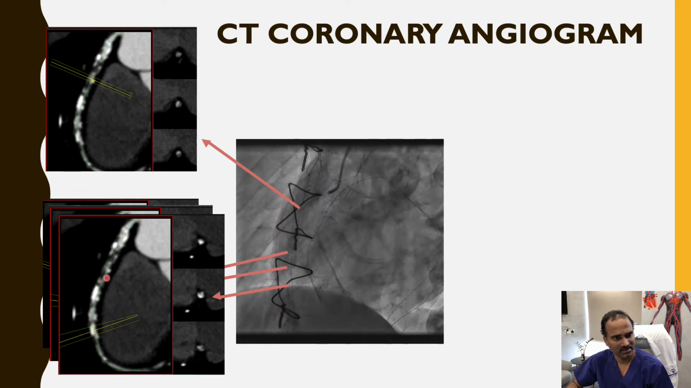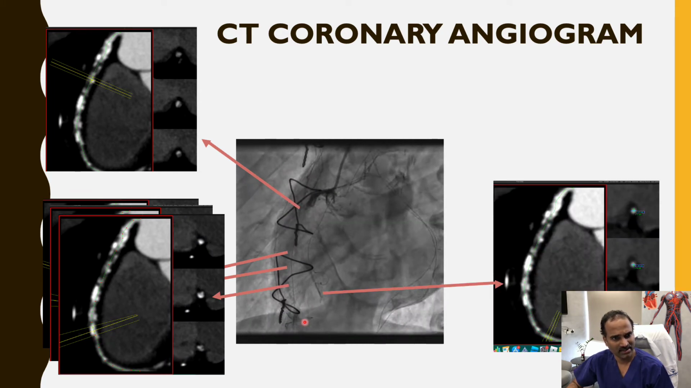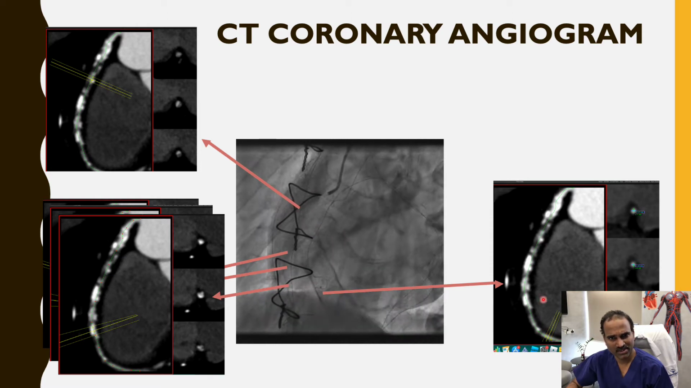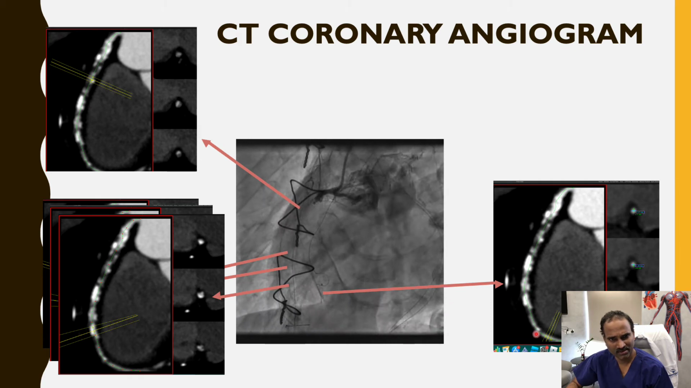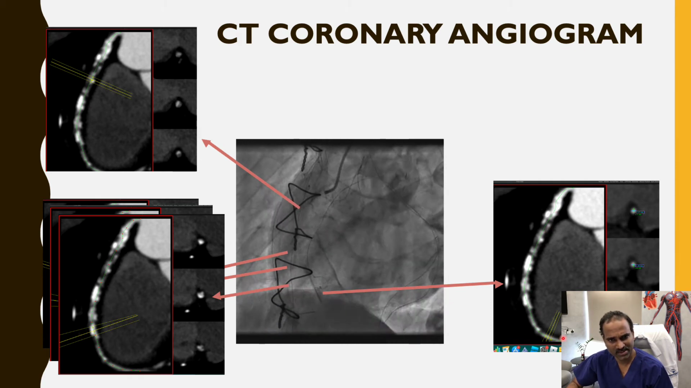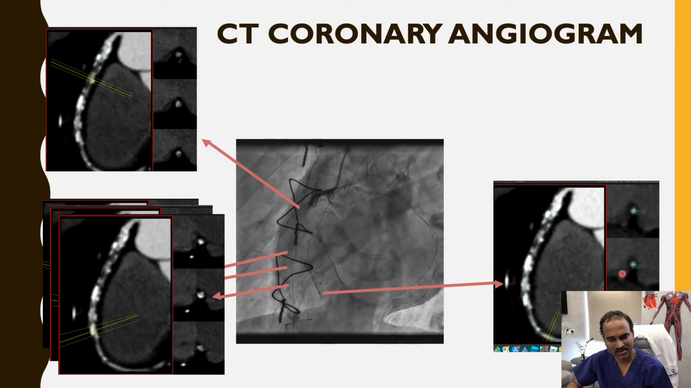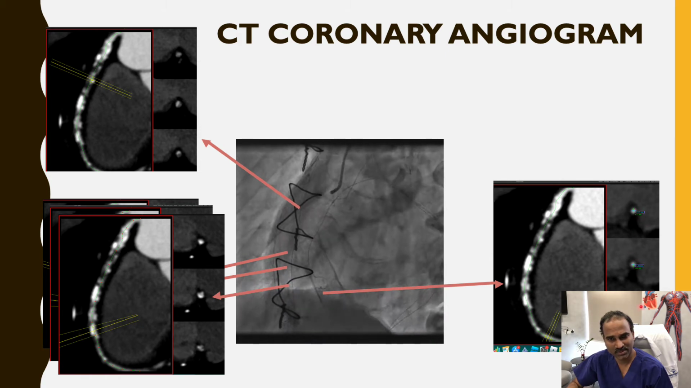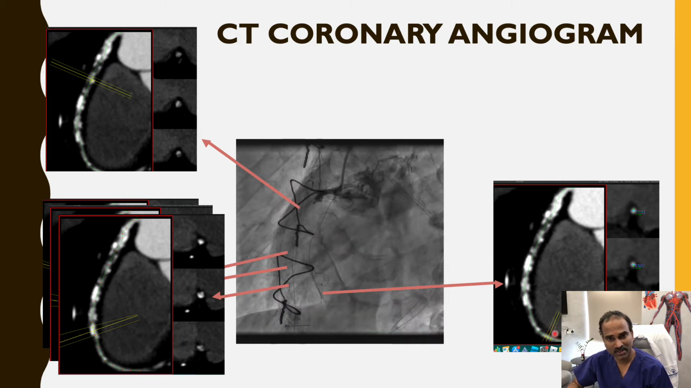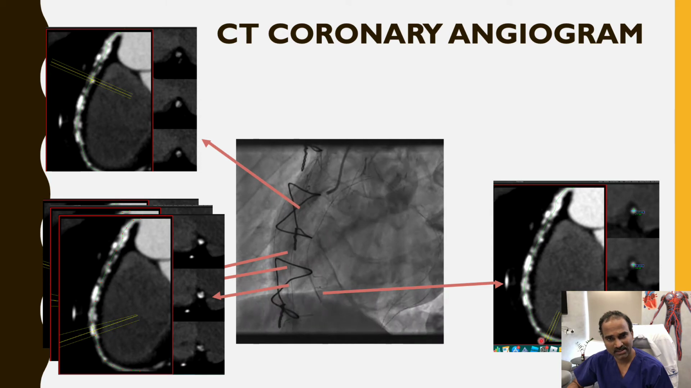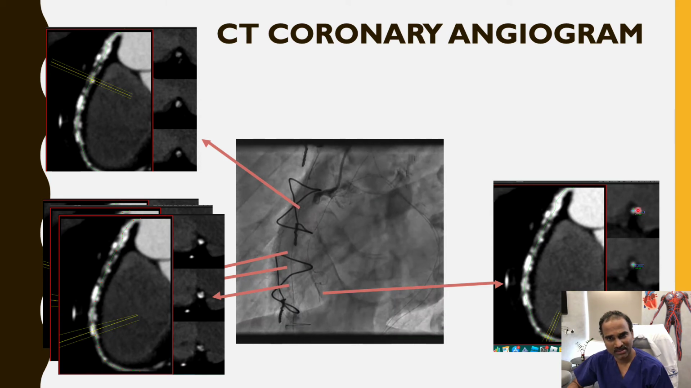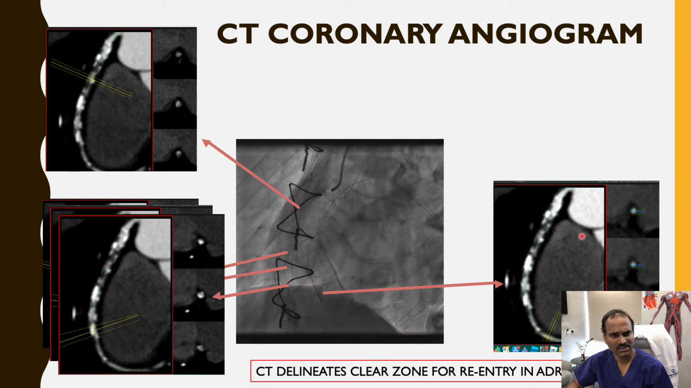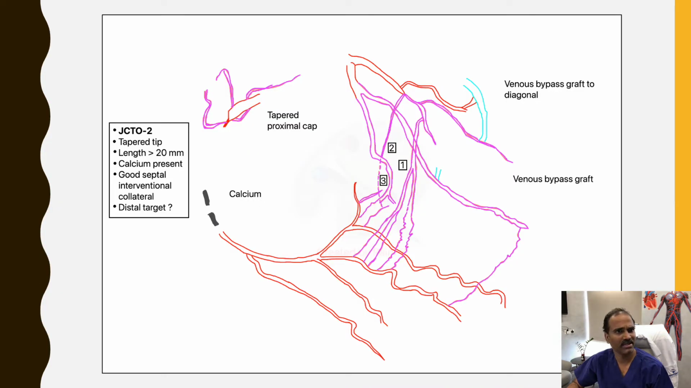And calcium is also there at this level. And next level, you can see here. This is the point where there is no calcium. From here to here, calcium is there almost everywhere, but from this point there is no calcium. We can see cross sections, and the vessel is nearly 1.9 millimeters. So if I go for antegrade dissection reentry, I think this is the right place for reentry. As there is no calcium, reentry becomes quite easy. So CT delineates a clear zone for reentry in ADR.